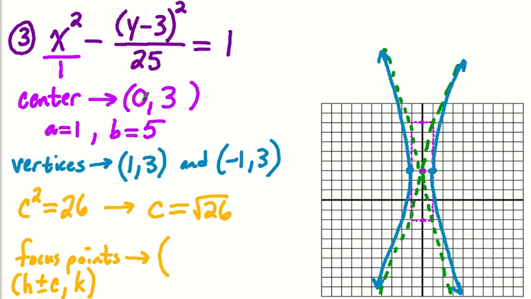So here the focus point, ooh, 0. That's nice. So it's like 0 plus or minus my c value. Again, my c value is root 26. So we're just talking root 26, comma, what's my k value? 3. And negative root 26, comma, 3. You know, like wherever those are. Okay, and so that's what we're going to cover for now with hyperbolas.